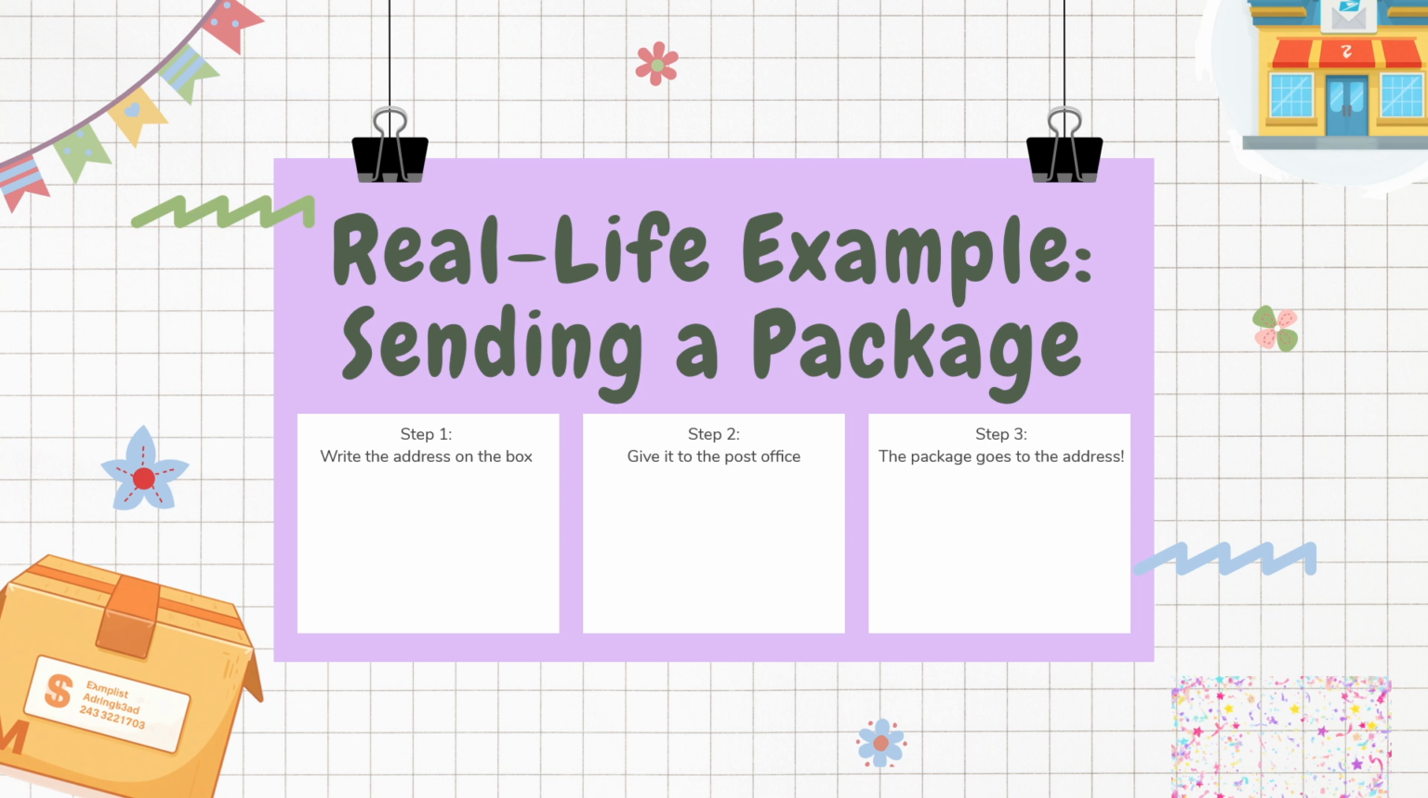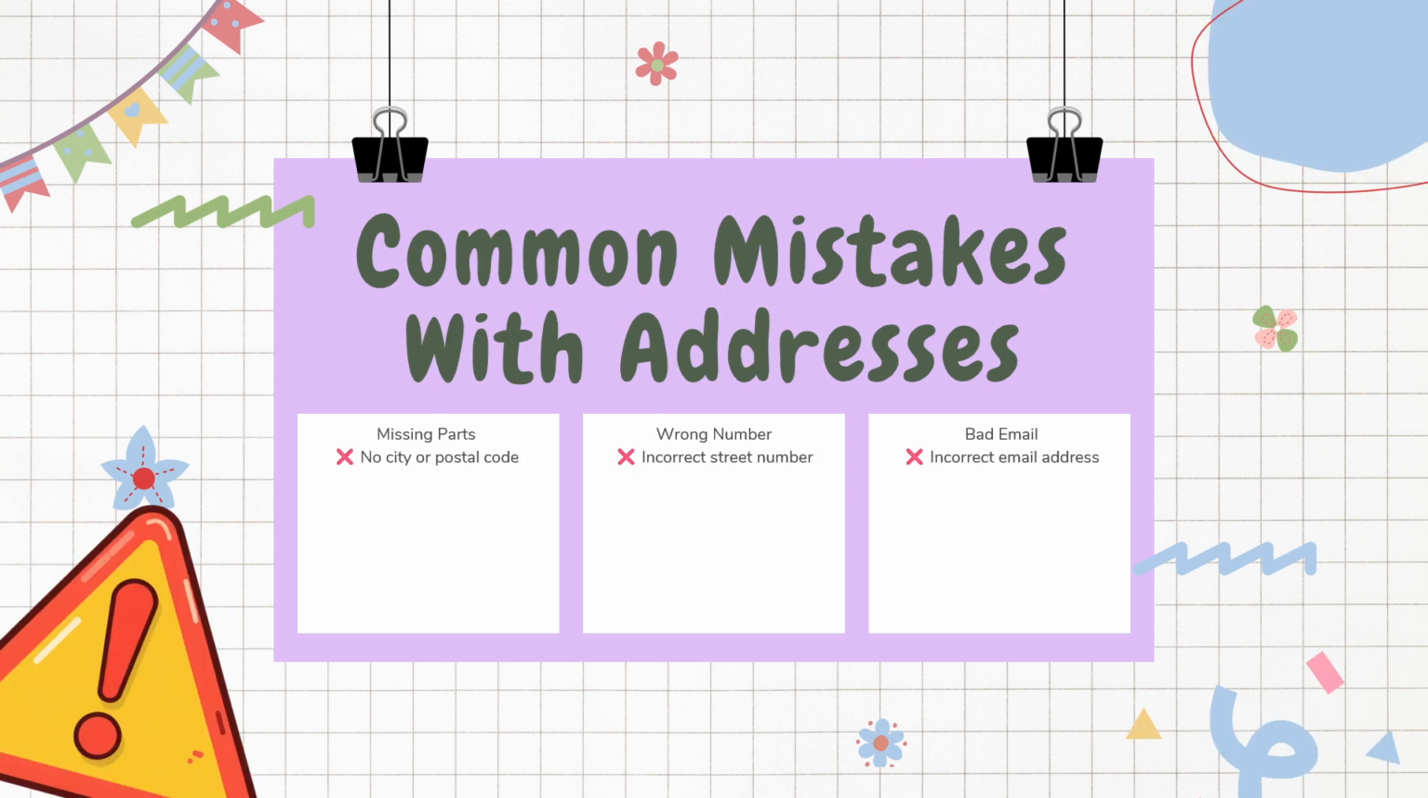Let's look at a real-life example. When you send a package, you write the address on the box. Then you give it to the post office. The post office uses the address to deliver the package to the right place. People sometimes make mistakes with addresses. They might forget to write all the parts, use the wrong street number, or type an incorrect email address. Always check your address carefully to avoid these mistakes.